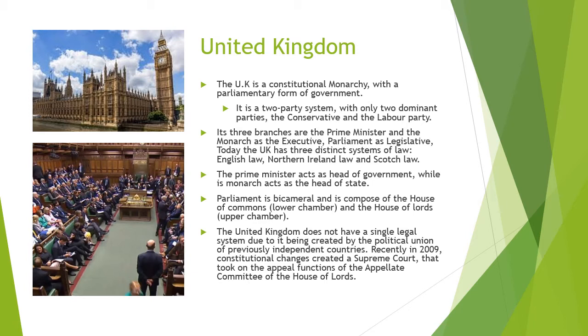Parliament is a bicameral system and is composed of the House of Commons, being the lower chamber, and the House of Lords, being the upper chamber. The United Kingdom does not have a single legal system due to its political union, and to ratify this, recently in 2009, there was a constitutional change which created a Supreme Court that took over the functions of appeal that were once held by the Appellate Committee of the House of Lords.